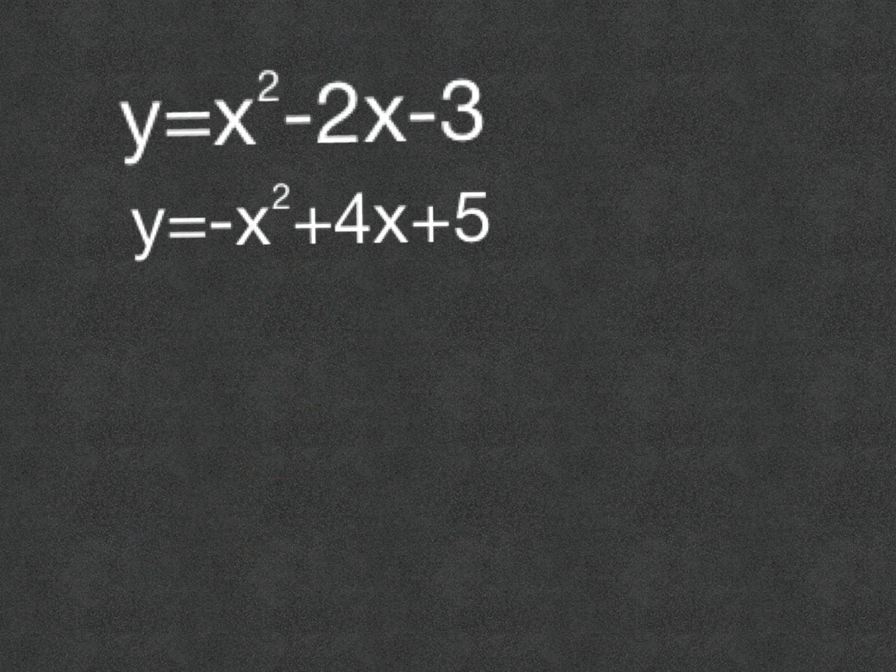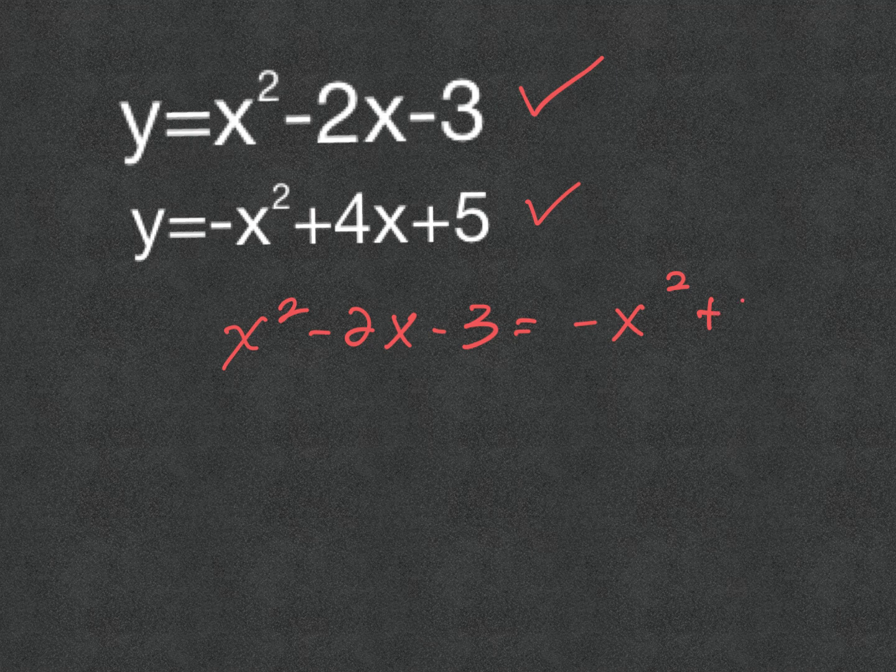Okay, this is the next example. So do you remember what we did last time for the previous example? Yeah, we want to look to see if there's a variable by itself on one side of the equation. There is. Is there a variable on one side of the equation for the second one? There is. We're going to have, therefore, x squared minus 2x minus 3 is equal to negative x squared plus 4x plus 5.